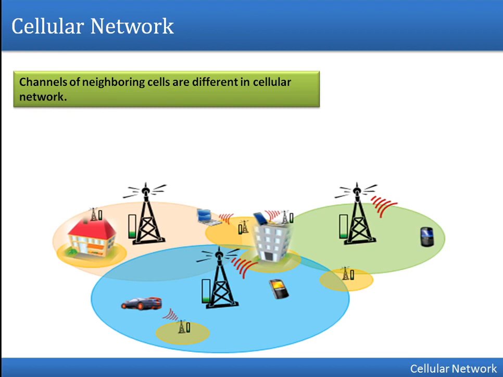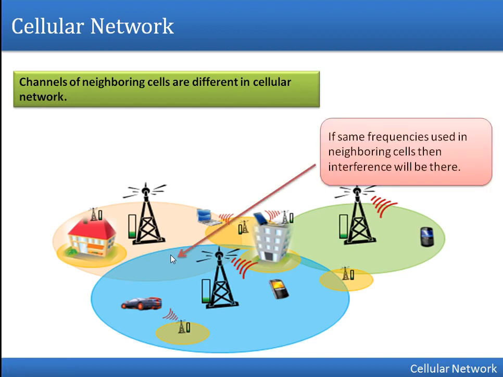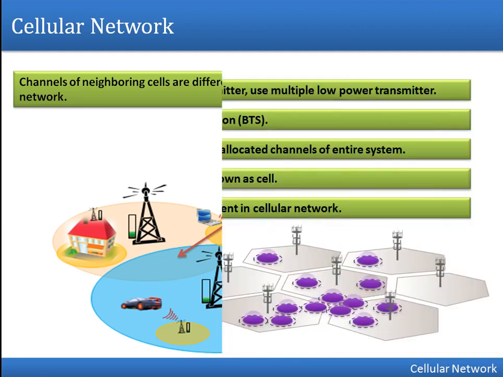And another thing, when we have multiple base stations, at their boundary their frequencies actually interfere. There will be some interference. So in order to remove this interference, the frequency in an adjacent cell has to be different. If they use the same frequency in an adjacent cell, there will be interference. So the same frequency should not be used in an adjacent cell.